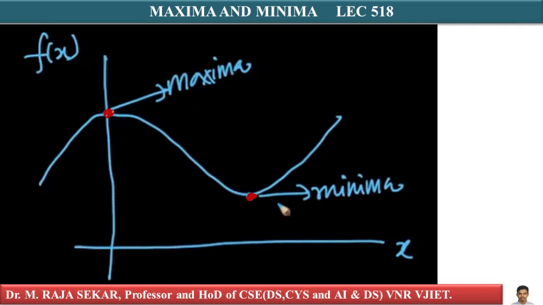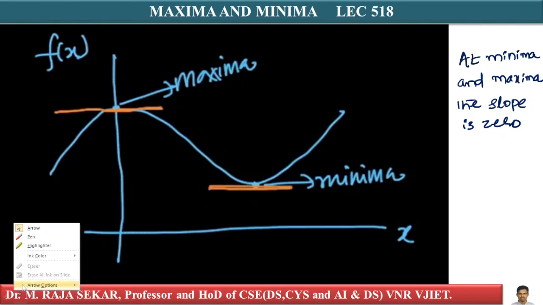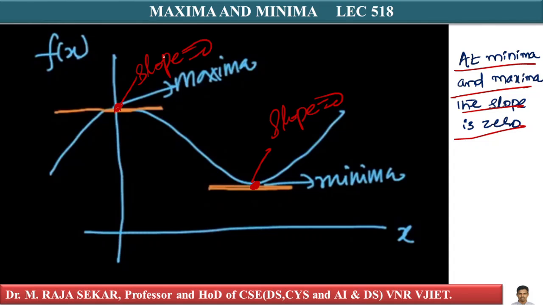One thing that you will notice here, both at maxima and minima, just observe this point carefully. If you look at the slope at a minima, look at the slope here. At minima, and similarly the slope at maxima, the slope is 0. This is important. At minima and maxima, what is your slope value? 0. Here also, your slope equals 0.